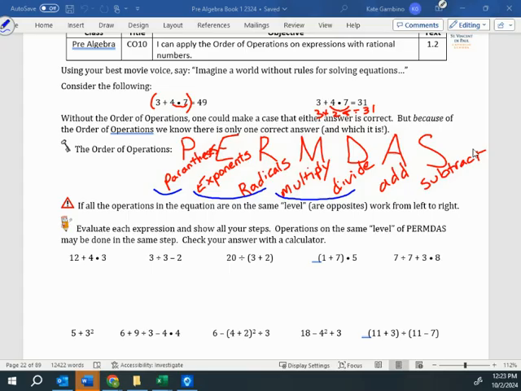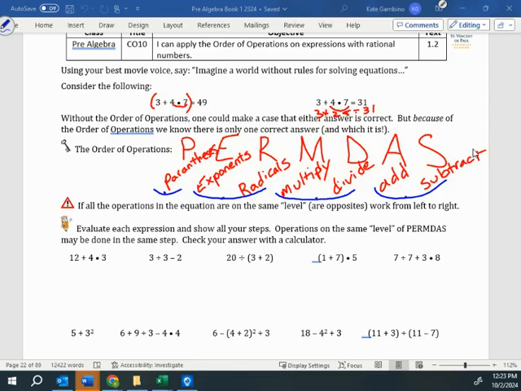Same thing with adding and subtracting. 2 plus 3 equals 5. 5 minus 3 equals 2. So they are partnered up. So we have the level of parentheses. We have the level of exponents and radicals. We have the level of multiplying and dividing. And we have the level of adding and subtracting. When you are on a level, it doesn't matter which one of that level you come to first.